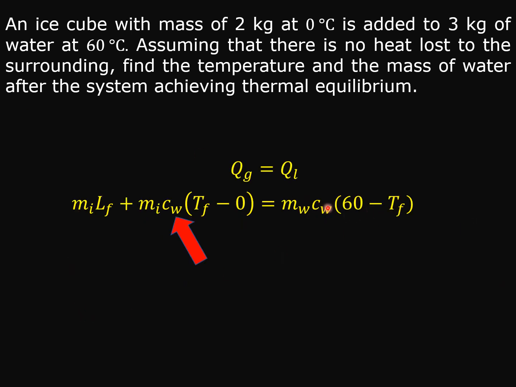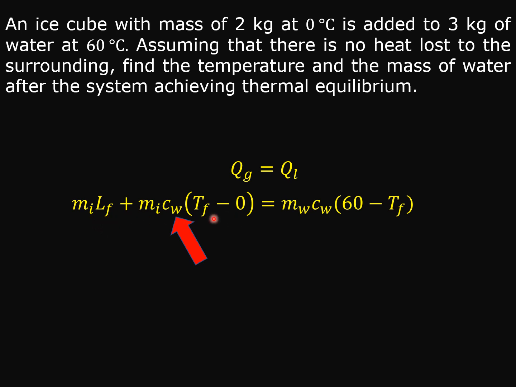In our calculations, we also assume that the total amount of the heat gained by the ice cube is the same as the total amount of the heat lost by the water, so that we can have this equality sign to equate between the QG and the QL. But now the QG, since we already know that the final temperature of the equilibrium is larger than 0.